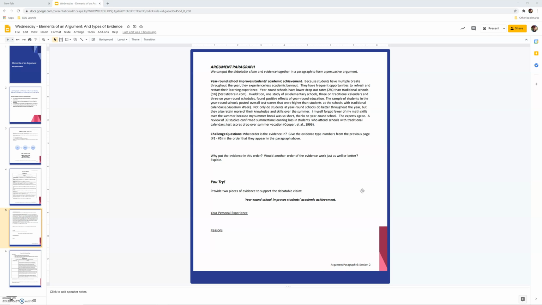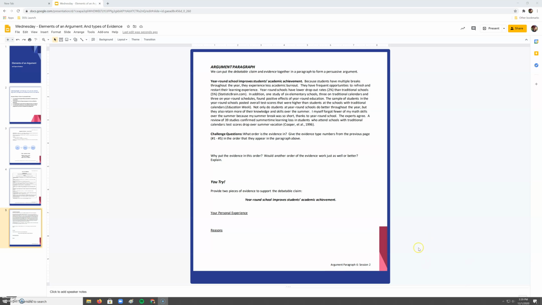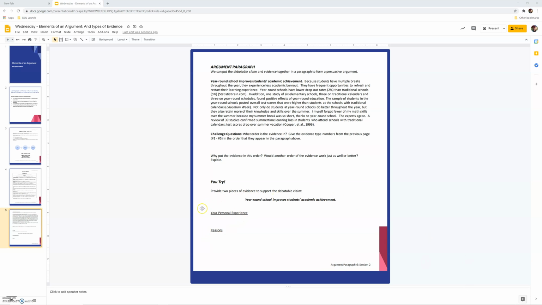And when you're crafting an argument like this, you've got to think like a lawyer. It's not necessarily their job to agree with everything that's put in front of them. It's their job to find evidence to support the thing that they're supposed to. And so your job right now is to support that year-round school improves student academic achievement, put any personal feelings about that aside, and find a logical reason that could improve student academic achievement. That is the end of your writing assignment for the day, once you have supported that debatable claim with these pieces of evidence right here.